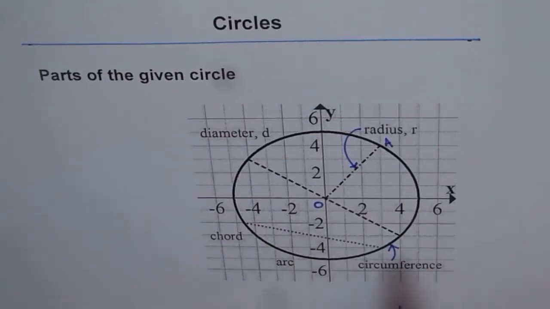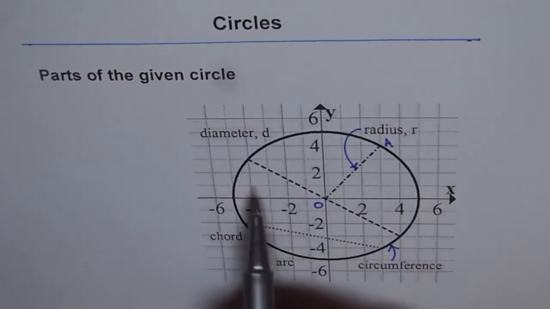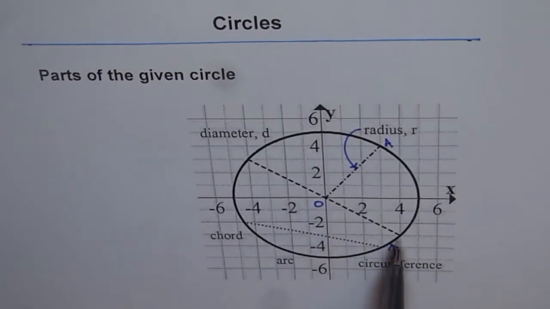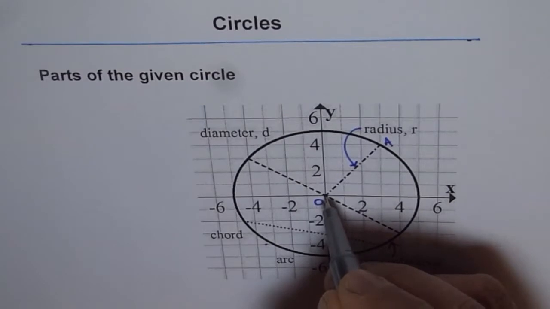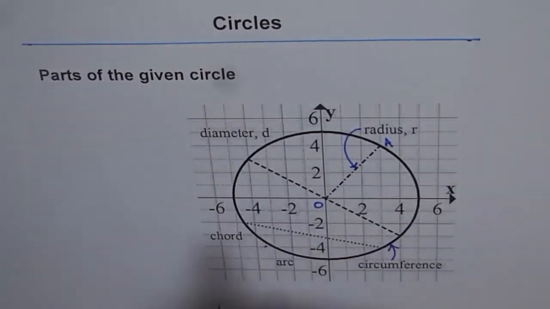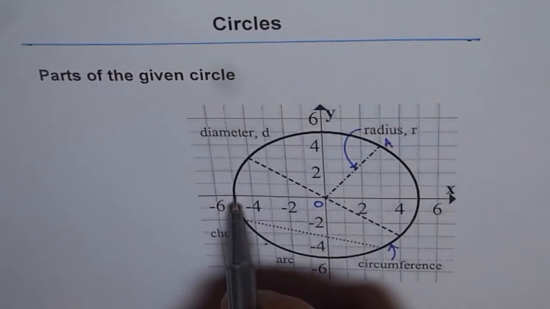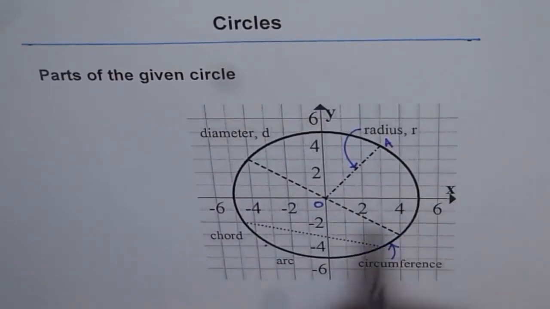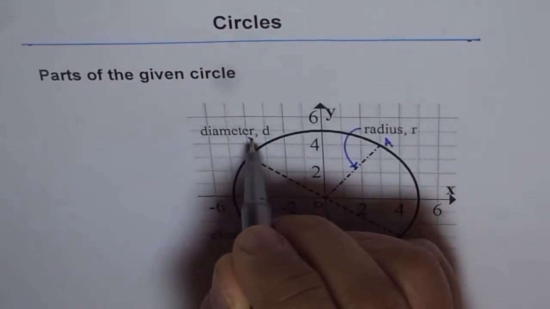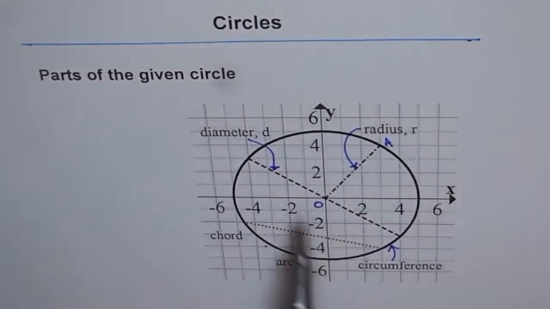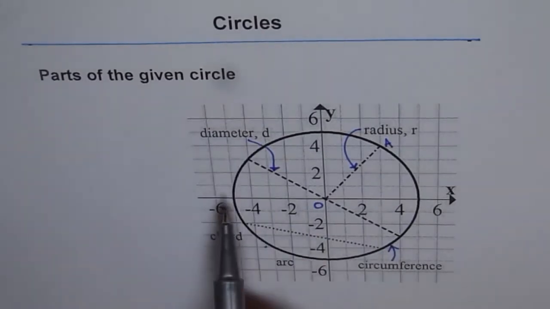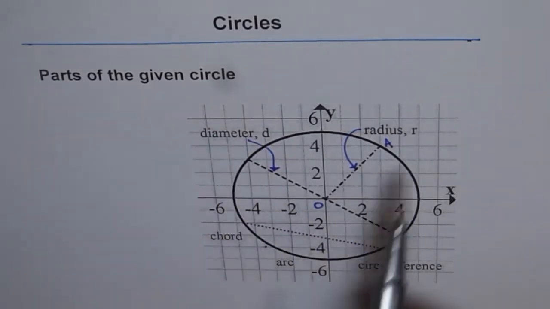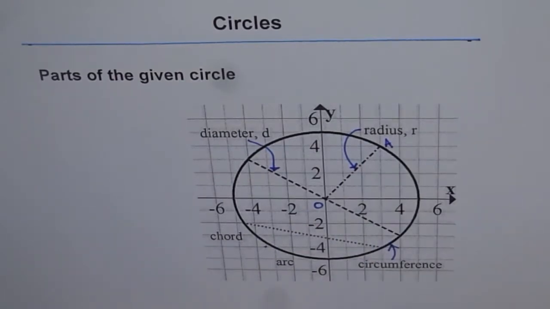Diameter. A diameter is a line segment that runs from one side of the circle through the center to the other side. Any line which goes from one side through the center to the other side will be a diameter. This is also a diameter. The length of this segment is called the length of the diameter. Normally we write D for diameter and R for radius. So that is the diameter.